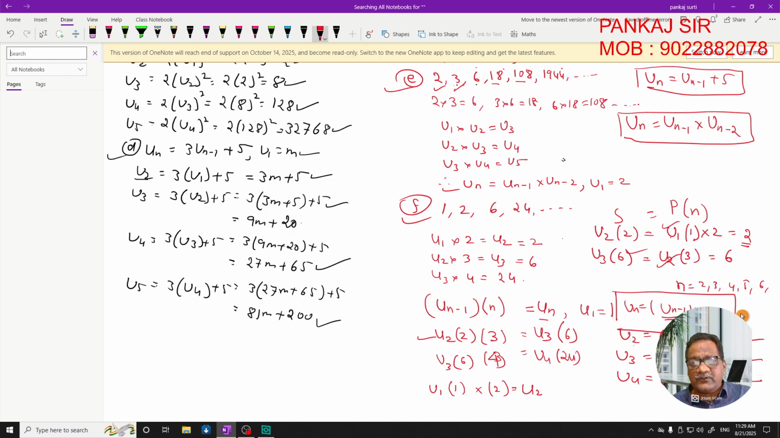And don't forget to mention the first term. The answer has to be un equals un minus 1 times n, where u1 is 1.